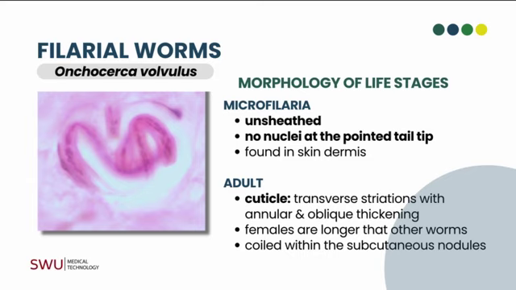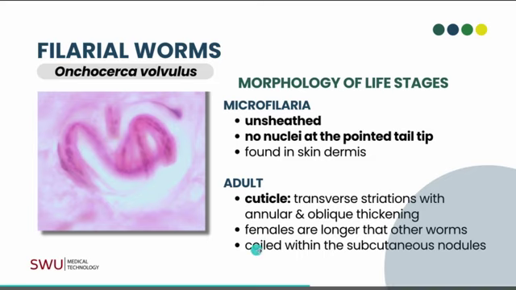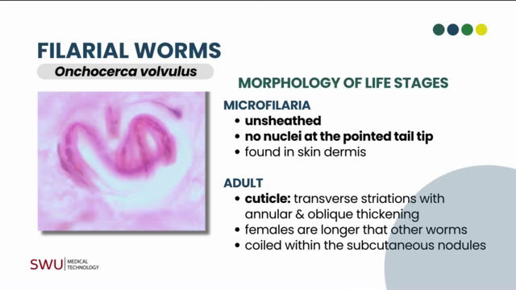The female is around 35 to 50 centimeters by 400 micrometers and males are around 2 to 4 centimeters by 0.2 centimeters. So, its sizing is in centimeters, not millimeters. The adult worms are found coiled or convoluted within the subcutaneous nodules that they will form.